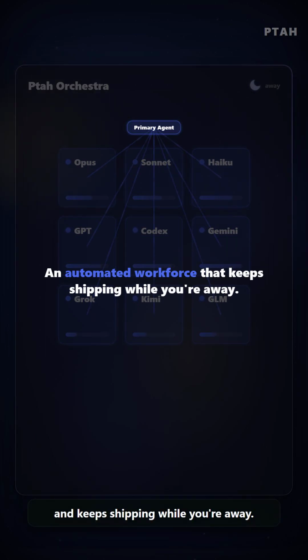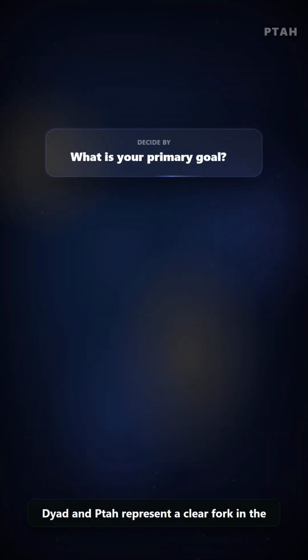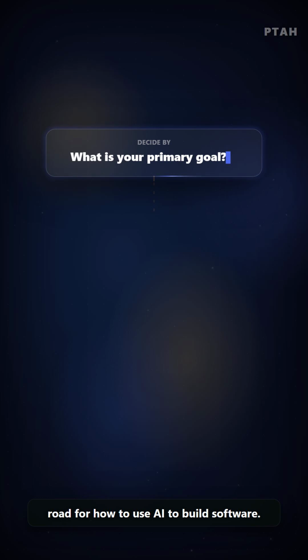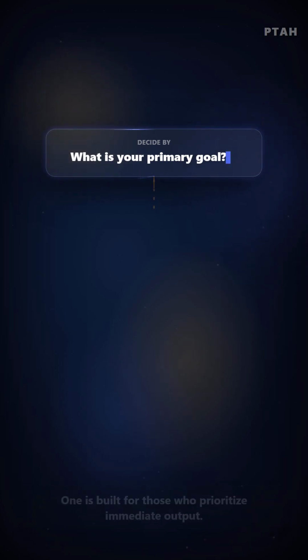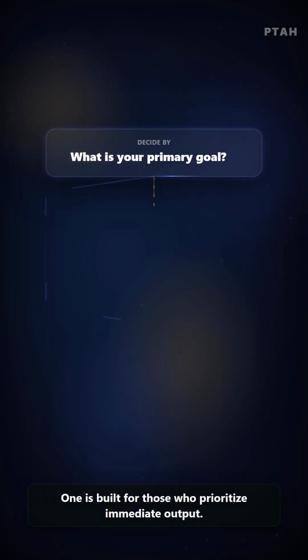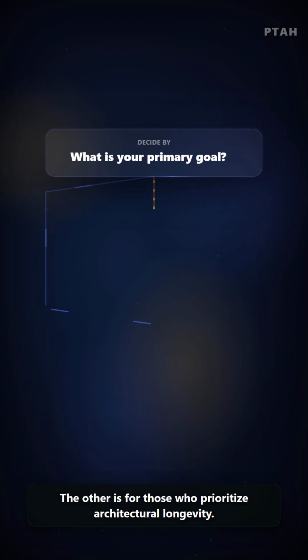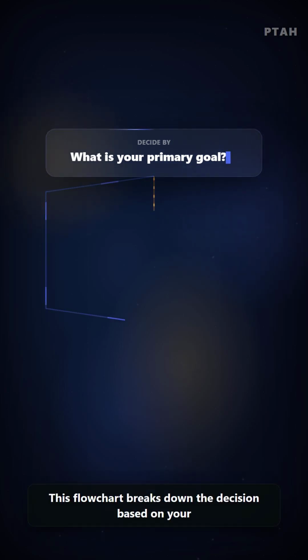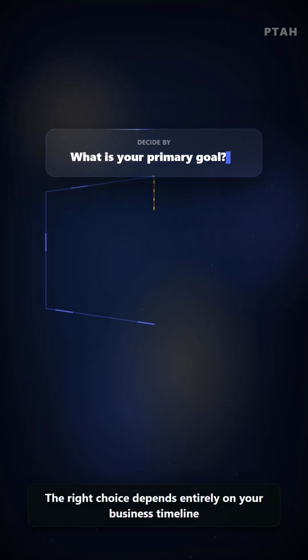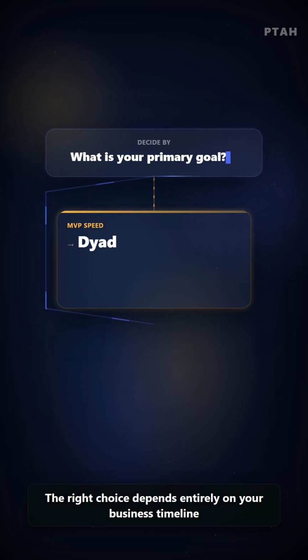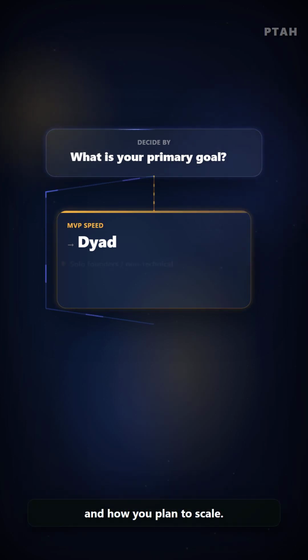Dyad and Ptah represent a clear fork in the road for how to use AI to build software. One is built for those who prioritize immediate output. The other is for those who prioritize architectural longevity. This flowchart breaks down the decision based on your primary goal. The right choice depends entirely on your business timeline and how you plan to scale.